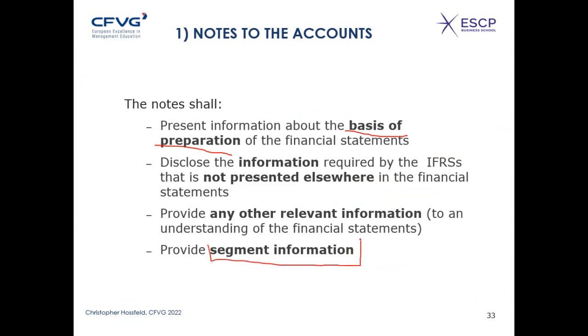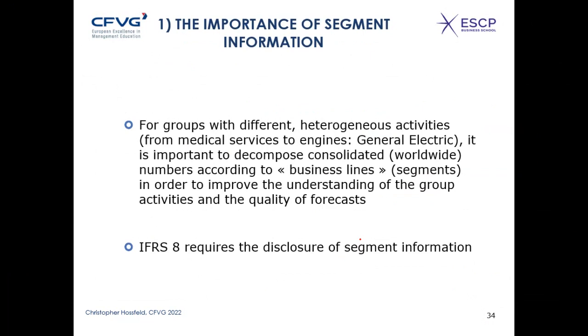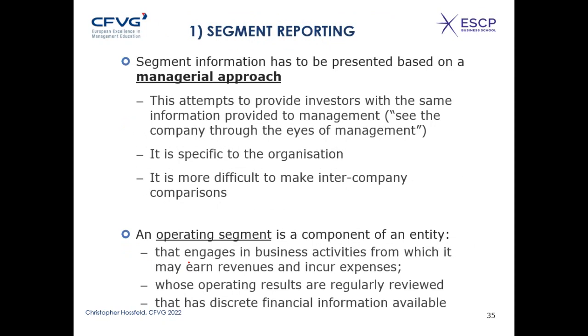And in the notes we also have segment information. As I said, segment information is very important because we have worldwide numbers, and maybe the activities of the companies are very heterogeneous, and therefore just knowing the sales revenue of a company is not enough. You need to know a little bit more if you want to do a forecast. You need to know in which countries, for example, the group is operating, or what the main activities are. And therefore, IFRS 8 requires the disclosure of segment information in the notes.